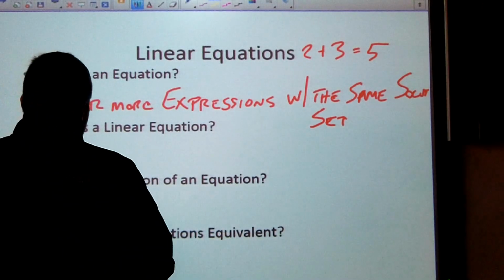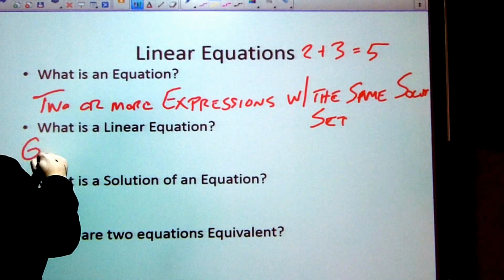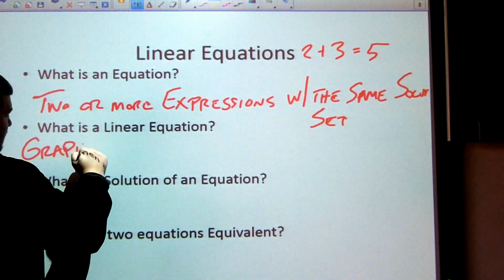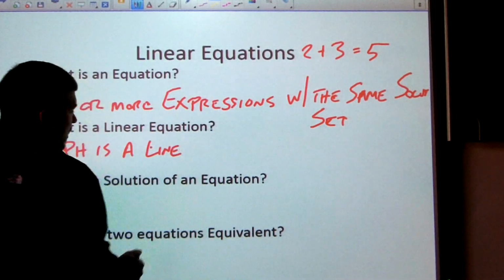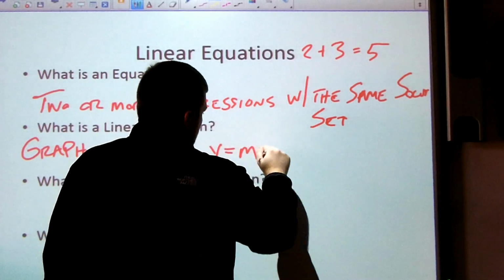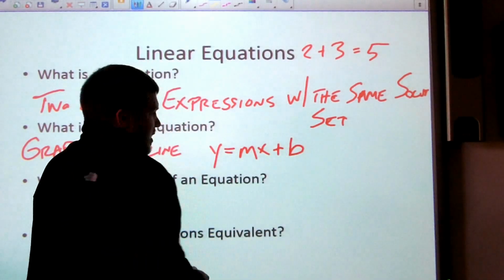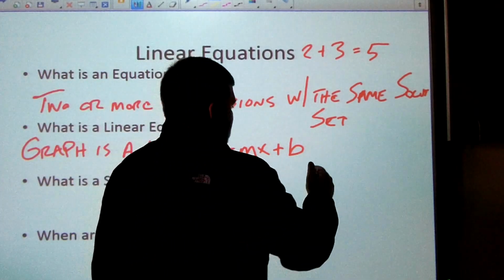So what's a linear equation? Well, a linear equation is just something that has its graph as a line. You might think of that first. But it's something of this format, y equals mx plus b. And here, m and b are just constants, okay? M and b are constants.